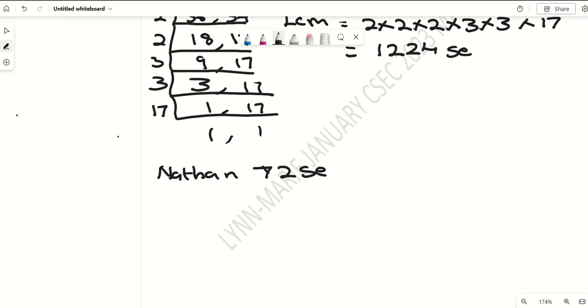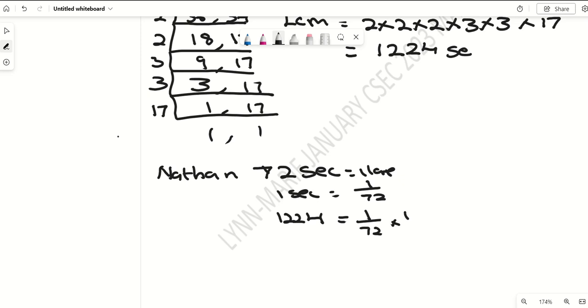72 seconds is equal to 1 lap. So for 1 second it would be 1 over 72, and then for 1,224 seconds it would be 1 over 72 multiplied by 1,224, which is equal to 17. So this is 17 laps for Nathan, right?